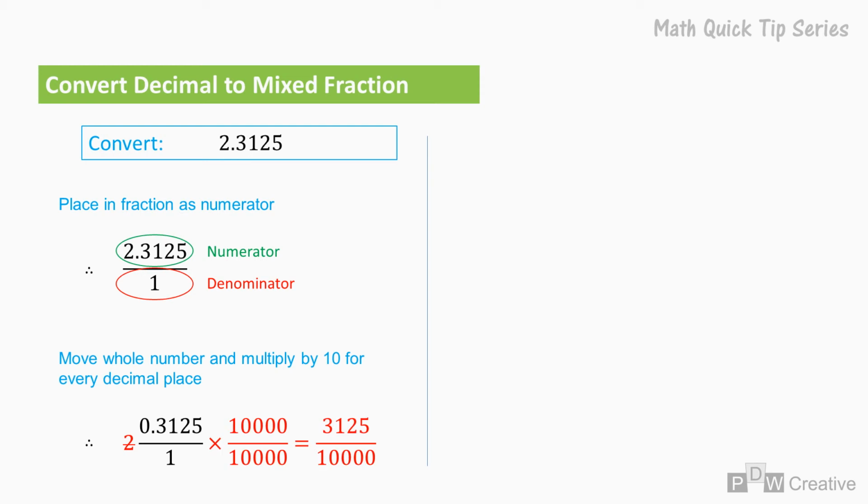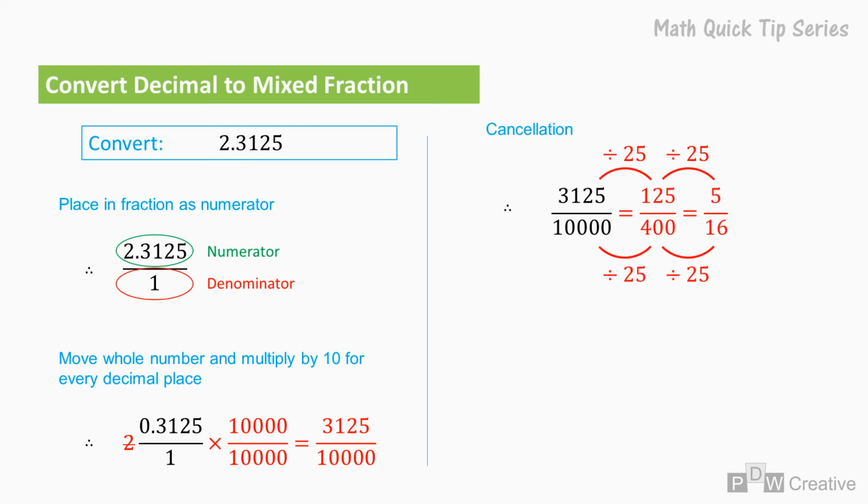So next multiply, then let's cancel. We tried dividing by 5 last time, but we can get there quicker. We can divide twice by 25 to find the smallest fraction. Let's replace the whole number we temporarily removed, and our answer is 2 and 5/16.